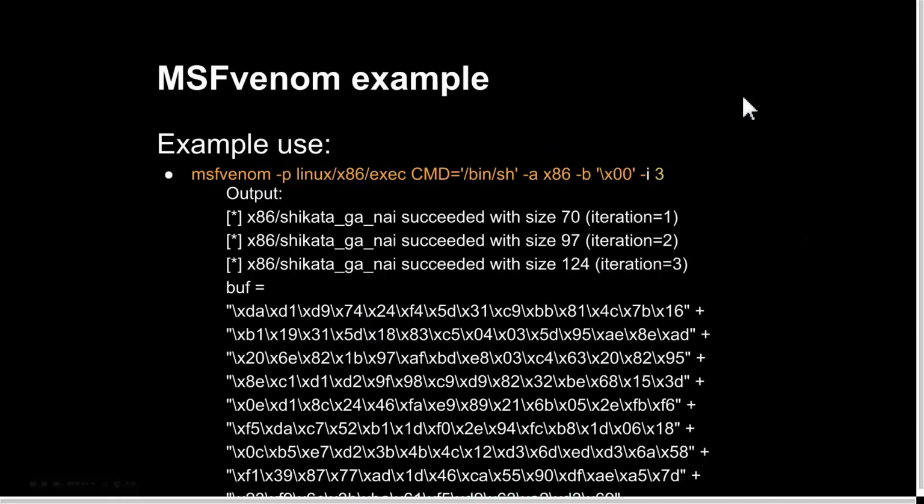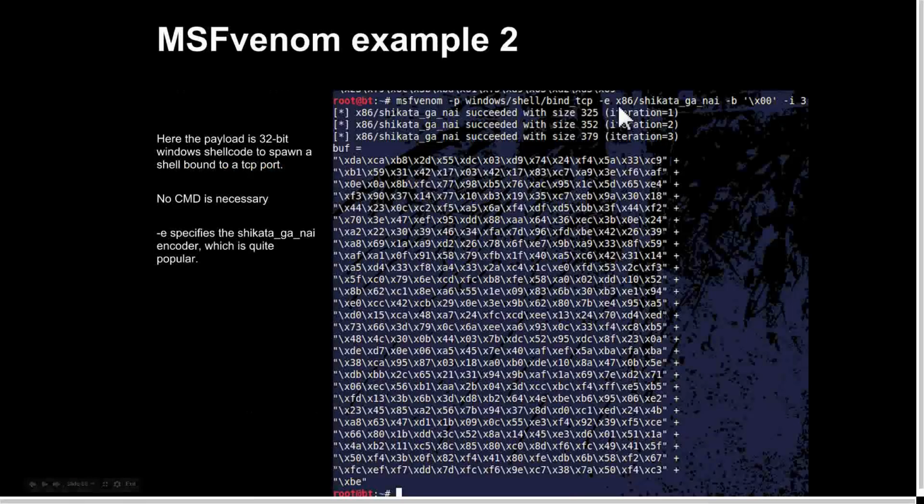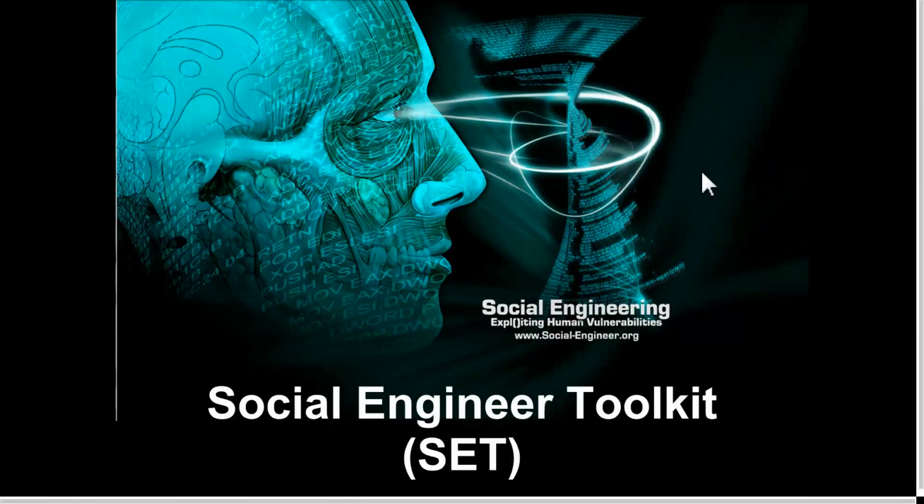So this example was basically for getting exec to spawn binsh. You don't have to go to that level of detail. You can use more standard Windows bind TCP shells. And you can also specify the encoder. So the most commonly used one, Shikata Ga Nai, and this would be the output of that. As you can see, the size increases with each iteration.